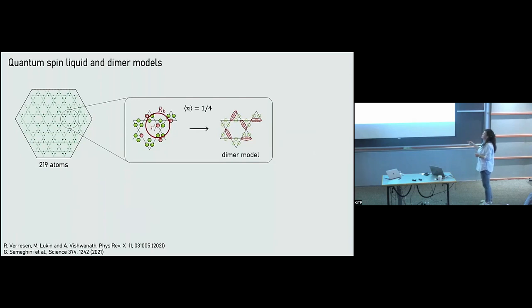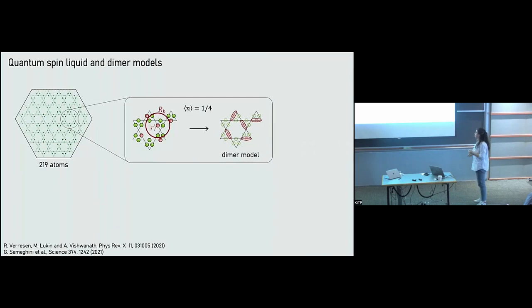This provides a constraint on the maximum density of excitations in the system, which is 1/4 of the total number of atoms. And this gives you a nice mapping onto the dimer model of the Kagome lattice according to the idea that I showed before. So each atom in the Rydberg state is mapped onto a dimer that connects the two adjacent vertices of the Kagome lattice.